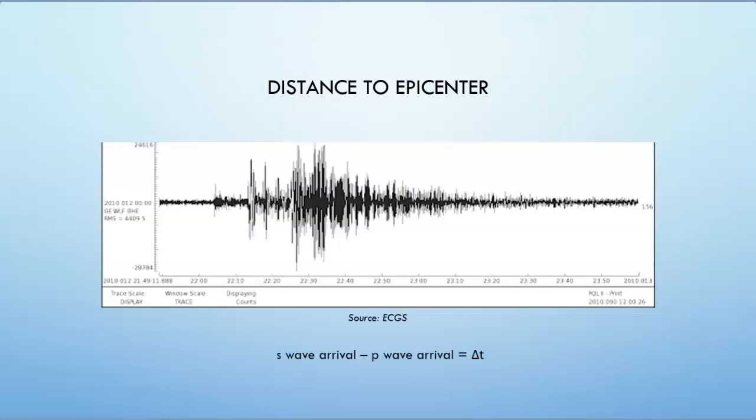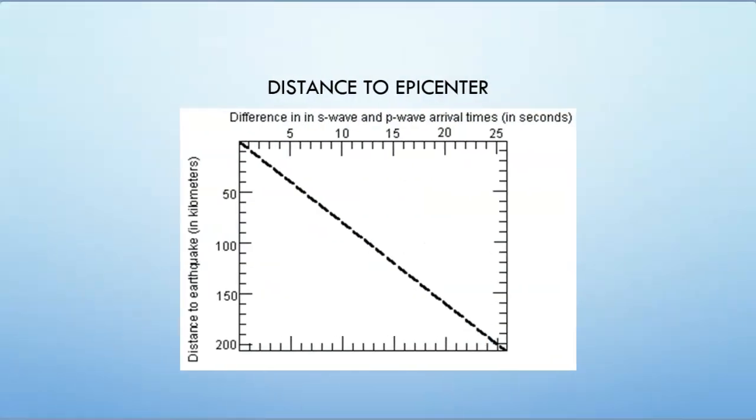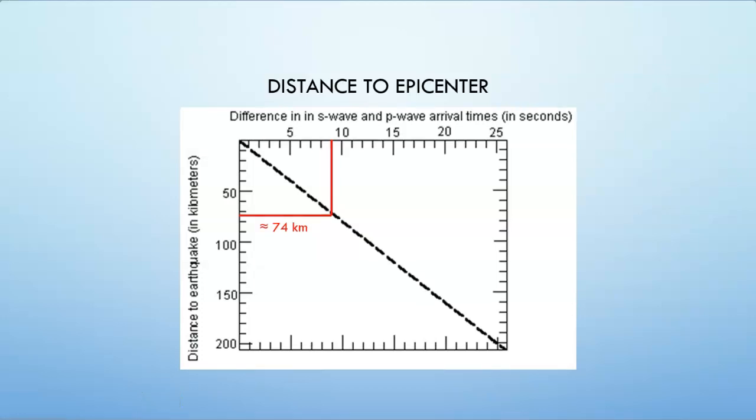Here is a seismogram. Along the x-axis is time and the y-axis is amplitude. Notice how the difference in the arrival times is just the S wave arrival time minus the P wave arrival time. In this case, the change in time equals 9 seconds. Now, using this graph, if you take this lag time, also known as delta t in the graph, you can find the distance to the epicenter using this graph. You can also find the distance using the equation at the bottom.